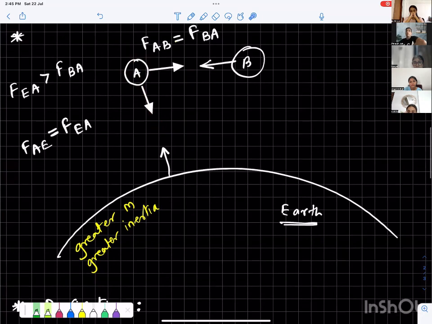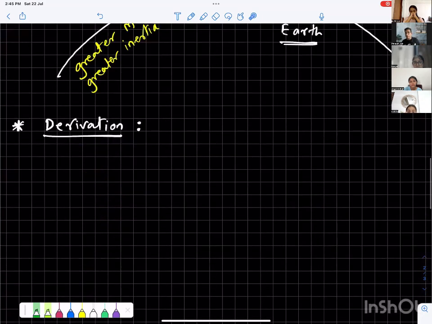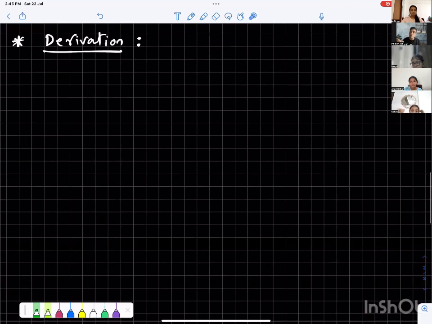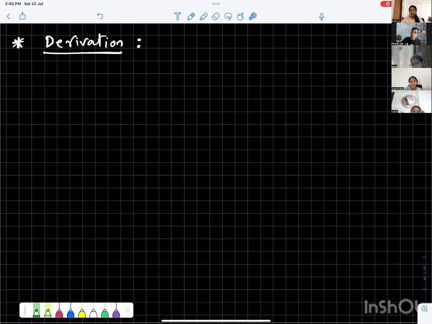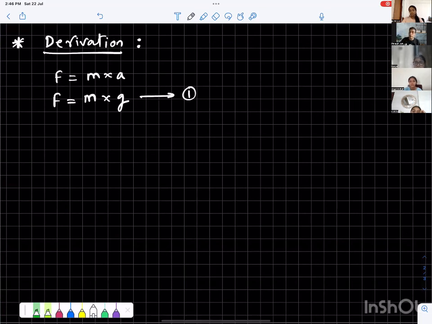There is one more formula for force we've learned. What is the other formula for force? Force is equal to M into A. But if a body is falling freely, what is the acceleration it will have? Acceleration due to gravity. So we get one formula: F equal to mg. And what is m here? It is the mass of the body, whatever body, for example an apple.